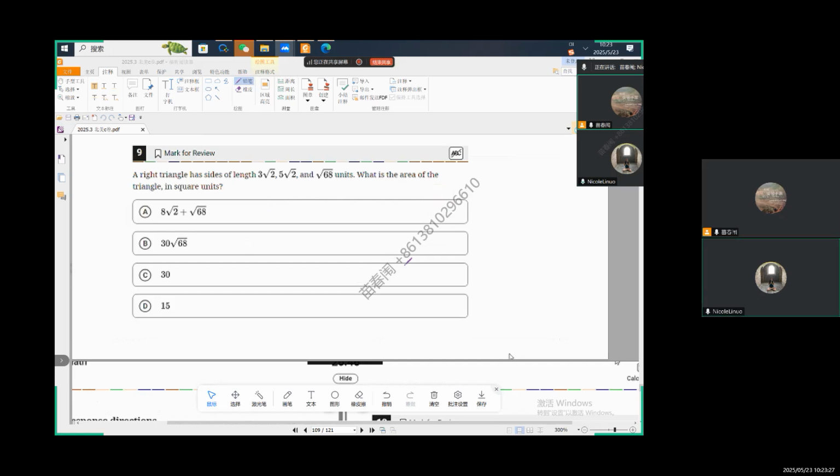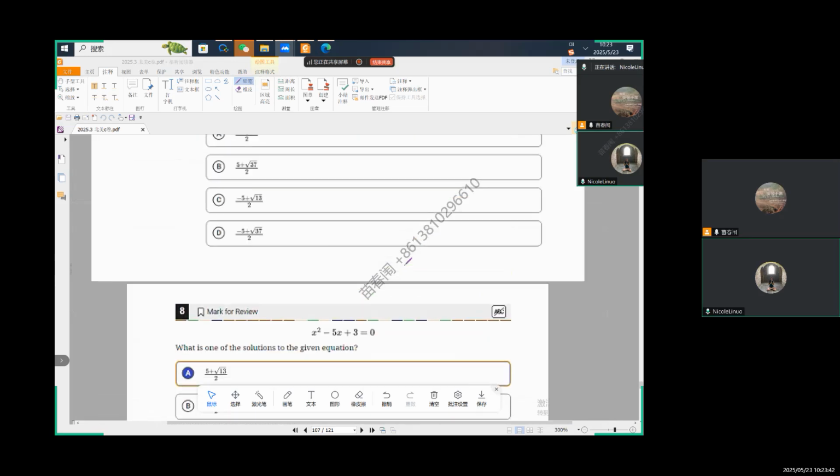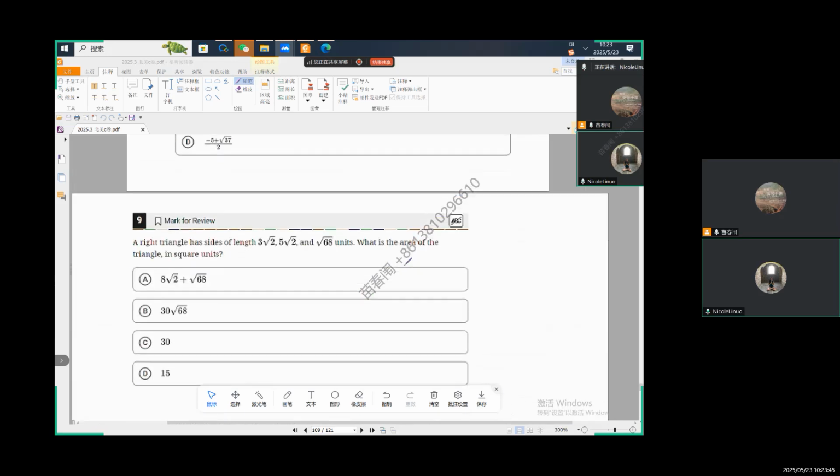Okay. This one is okay, right? What's the area? I think this will be okay, because I find the middle value and then I can just do base times height divided by 2.